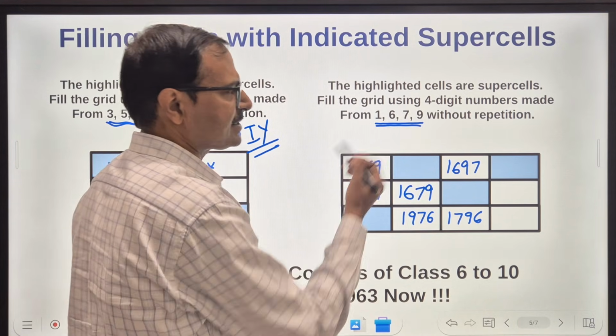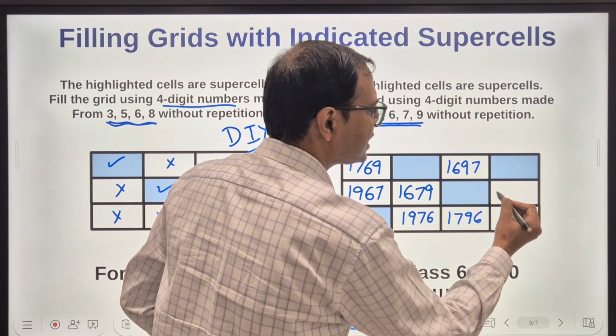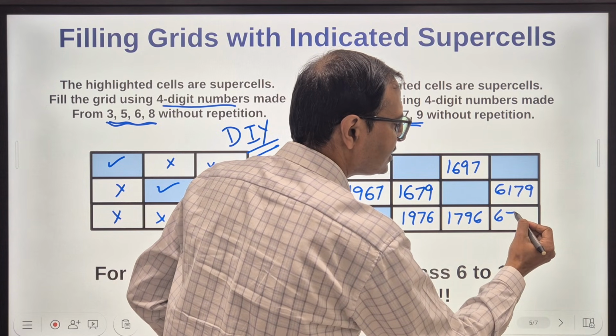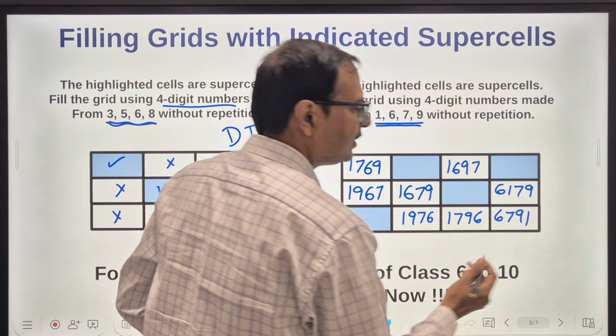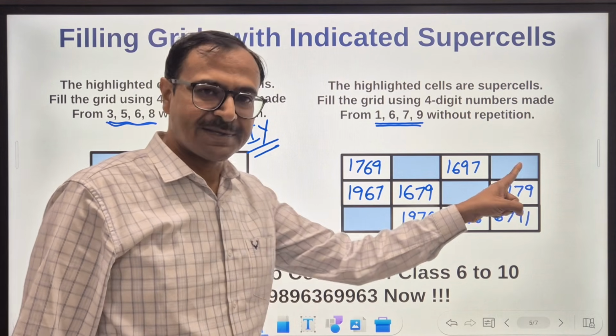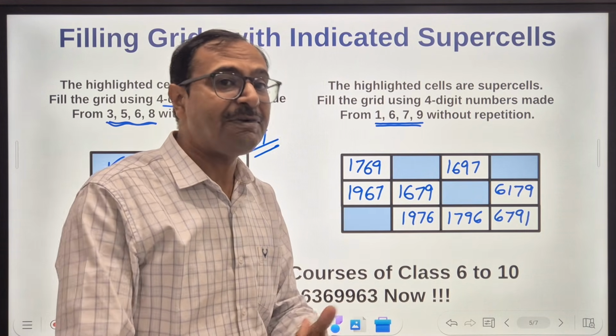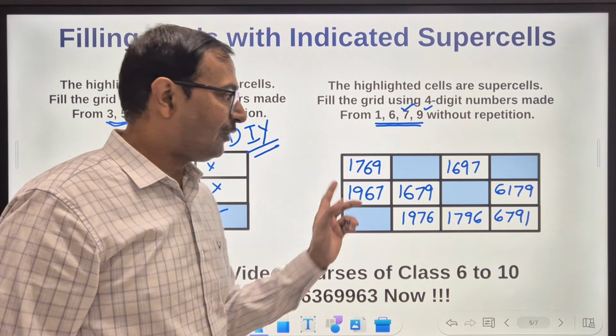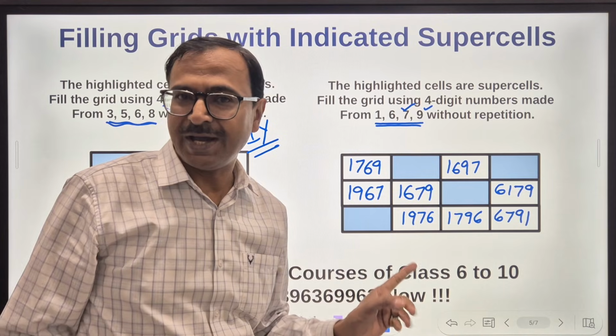So let's start with a 6. How about a 6179 or a 6791? See, all these numbers are smaller. Now I want the supercells. So for supercells, I will write the larger numbers. The numbers beginning with 7 and 9, they will always be greater than all the numbers which I have written.